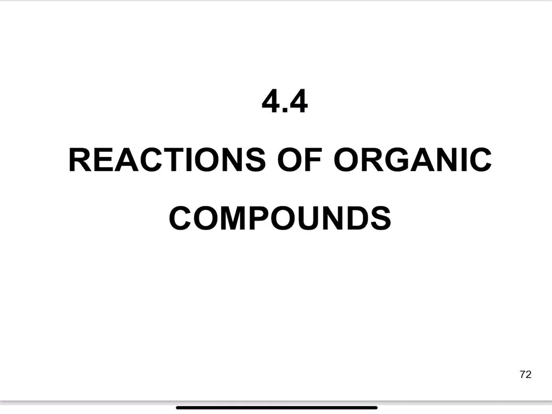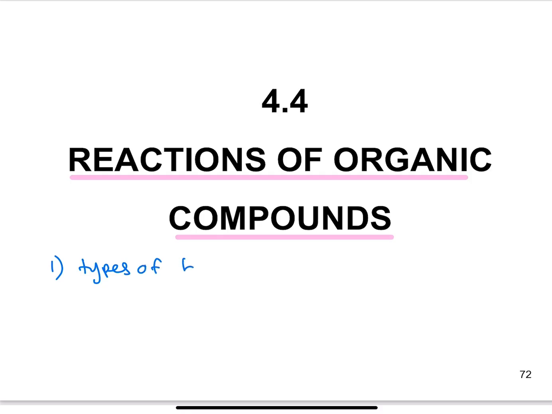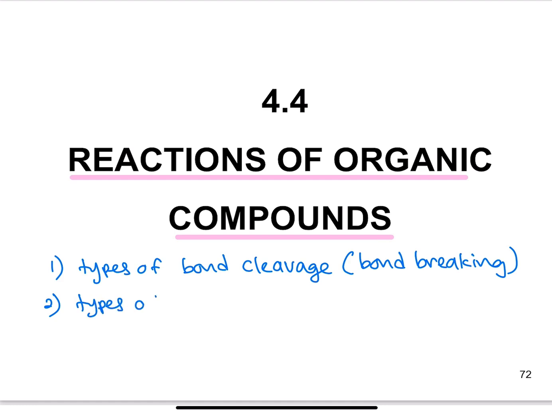Hi all, in this video I'll be guiding you through the subtopic 4.4, reactions of organic compounds. To begin with, this subtopic has 4 parts. The first would be types of bond cleavage. Bond cleavage here refers to bond breaking, and this bond breaking will happen during reactants turning into products. Second, we will be looking into types of intermediates.